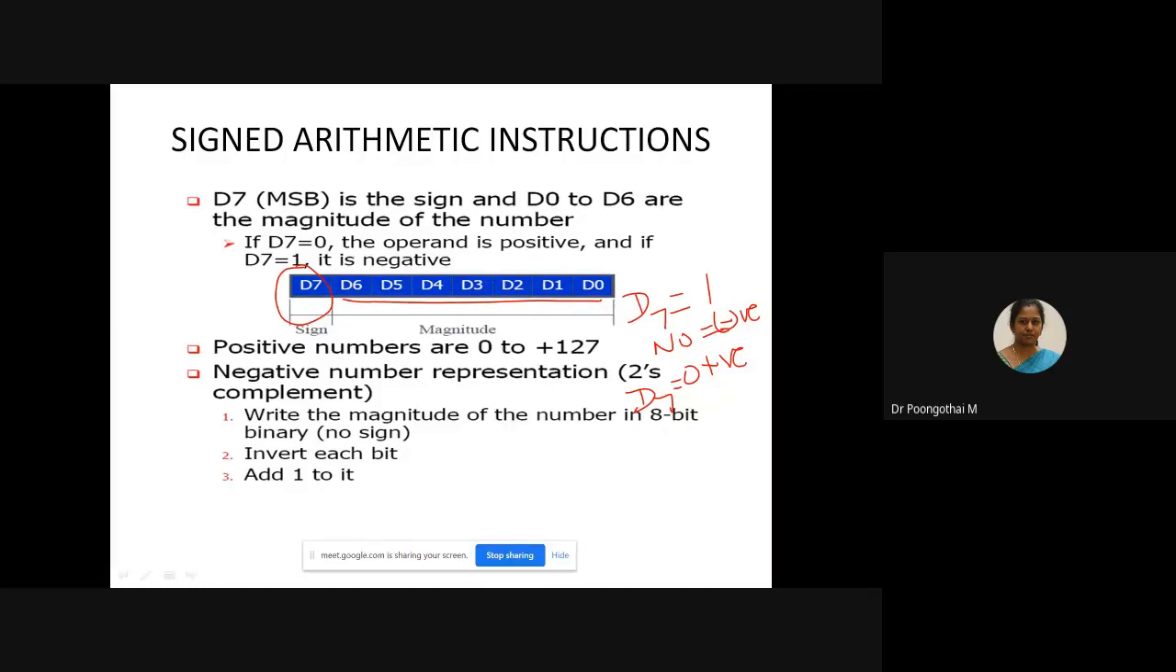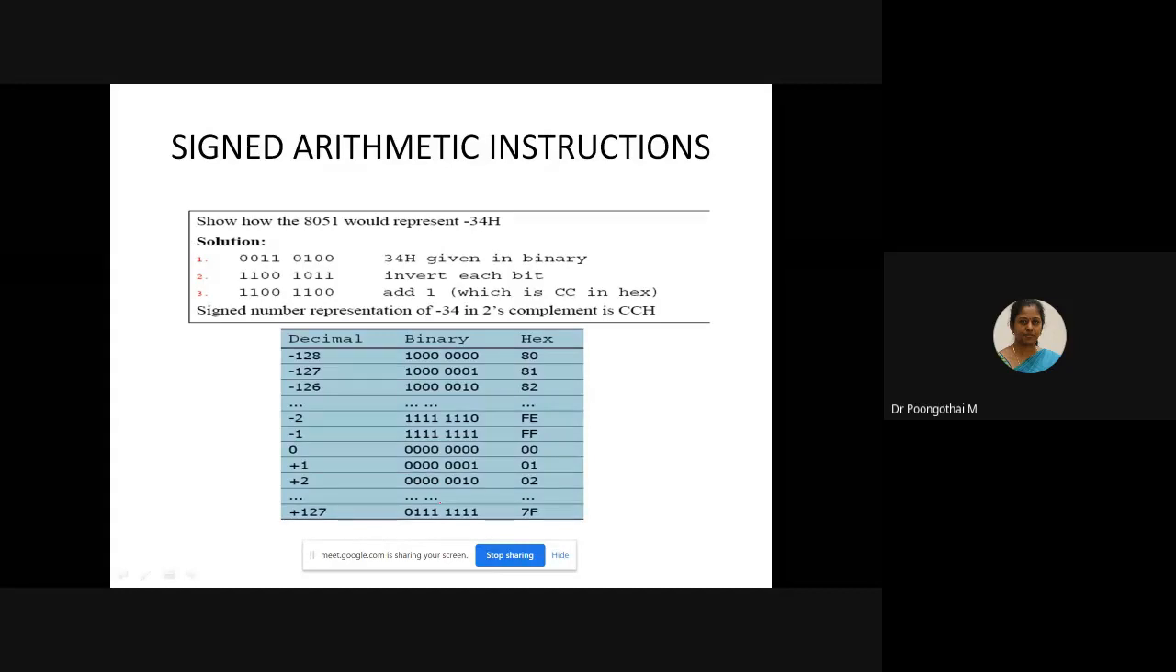So your number is divided into positive and negative. That is, the entire range 0 to 255 is divided into a positive range and a negative range. The positive numbers are from 0 to plus 127. Look at this table: 0 to plus 127, that is 00 to 7F, are positive numbers, and from 80 to FF are negative numbers.